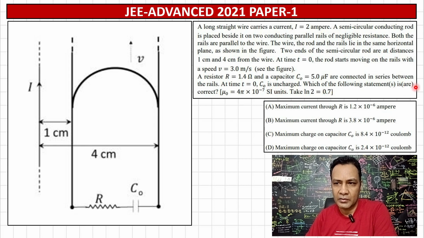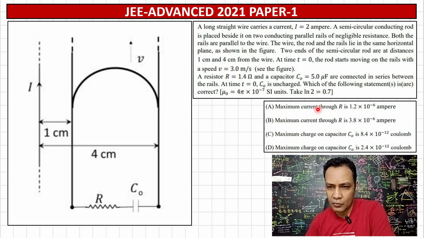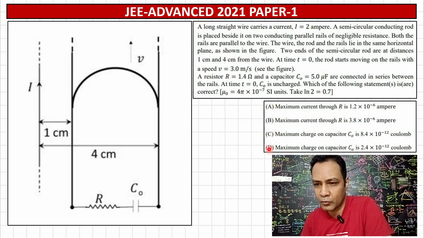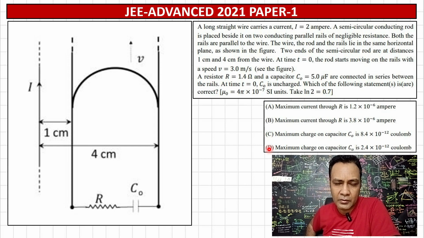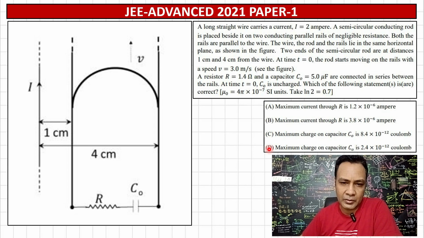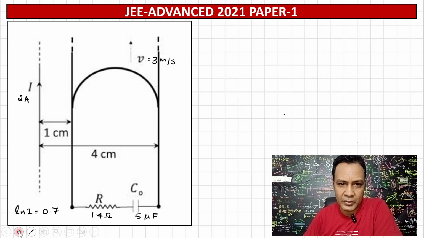Which of the following are correct? So there are four options. In the first two options, we have to find the currents. In the second, fourth, we have to talk about the maximum charge. So basically, we have to find two things: what is the maximum current through R, and what is the maximum charge on the capacitor? So let's go on to the next page.